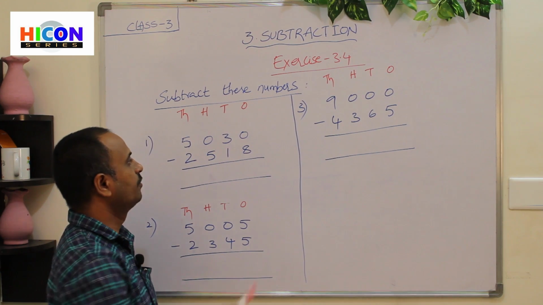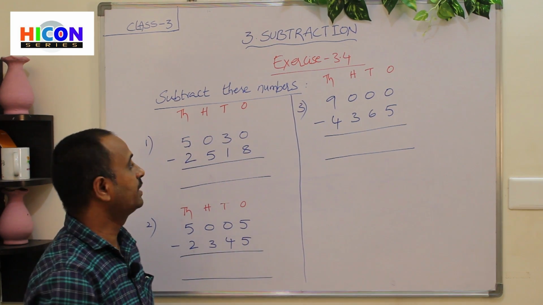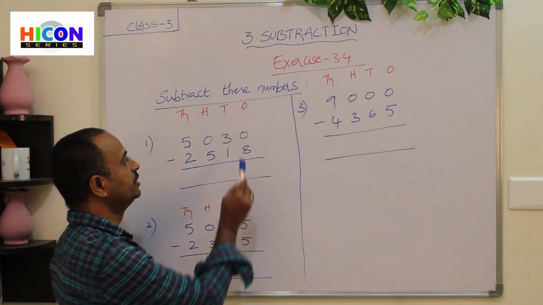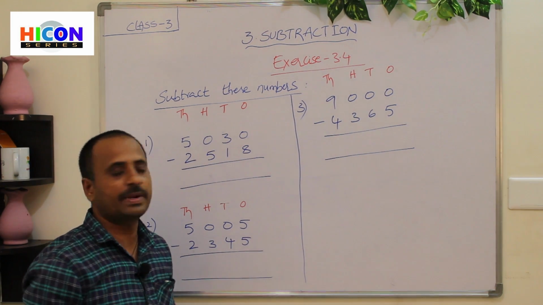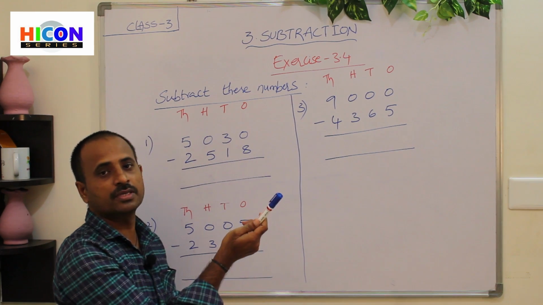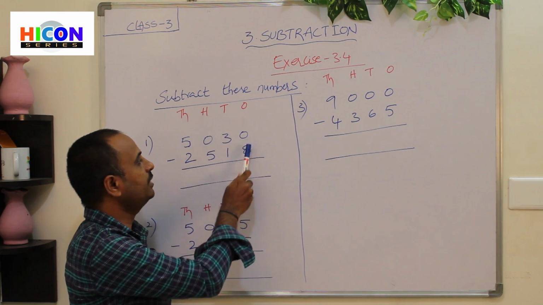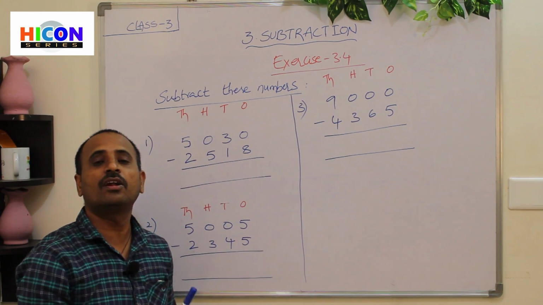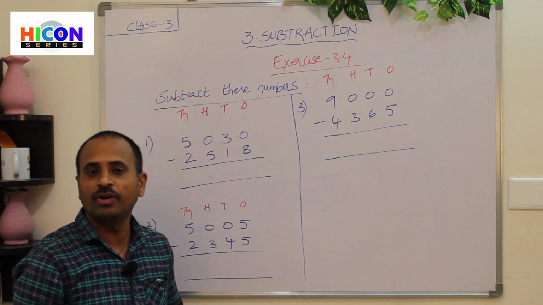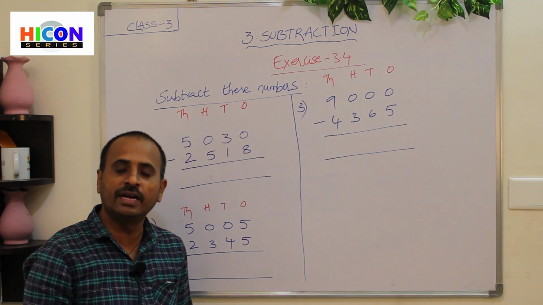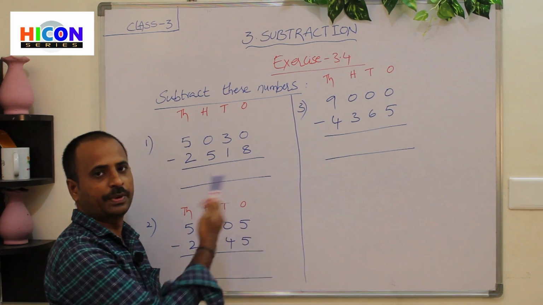So let us start from ones place. So what are the digits in the ones place? 0 and 8 are in ones place. And we cannot subtract 8 from 0 because 8 is the greater number, 0 is the smaller number. We cannot subtract a greater number from the smaller number. And then what do we have to do? So we have to borrow from its previous place.